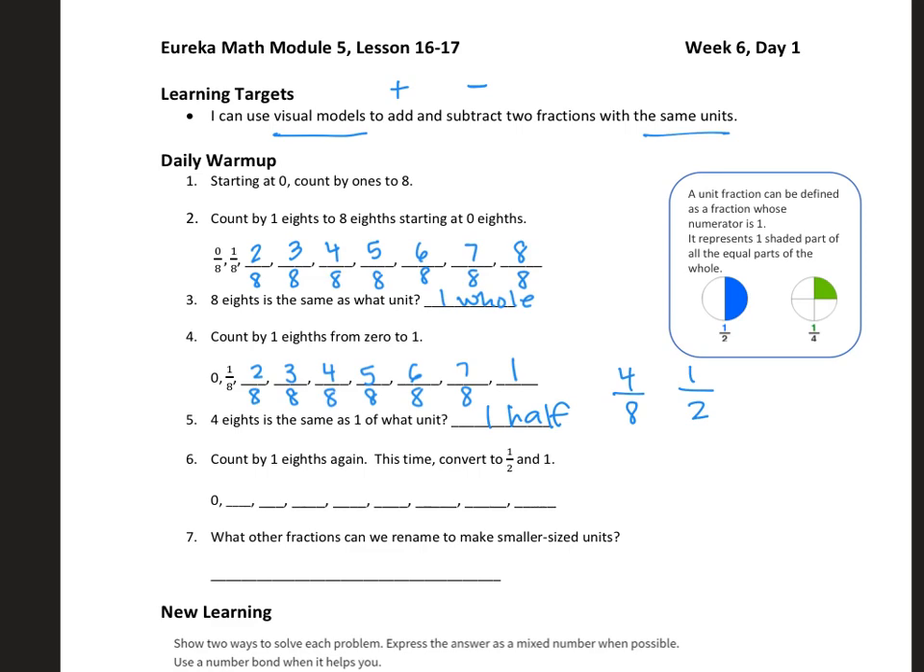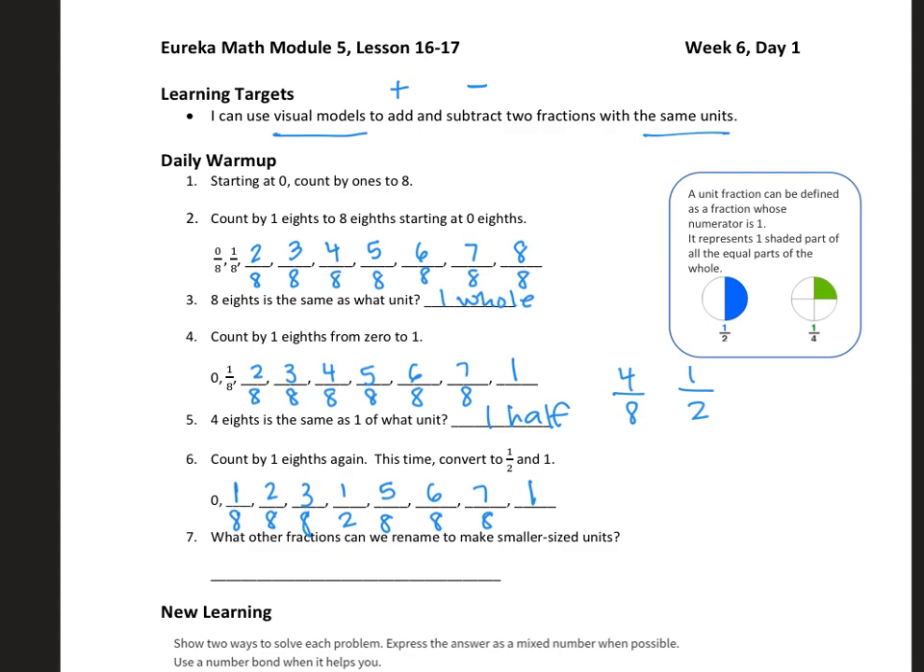Okay, so now we're going to count by 1/8 again. This time, they want us to convert to 1/2 and 1. So that means when we get to 4/8, we're going to write 1/2. And when we get to 8/8, we're going to write 1. Here we go. We're starting at 0. Okay, instead of doing 4/8, I'm going to write 1/2. And then instead of writing 8/8, I'm going to write 1 whole.